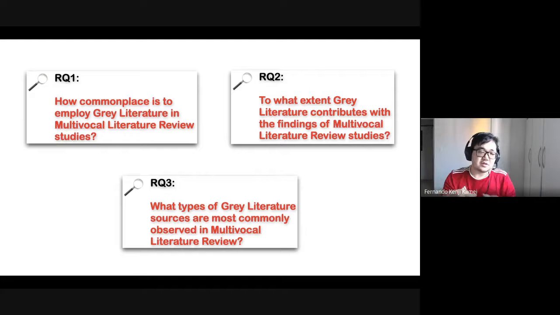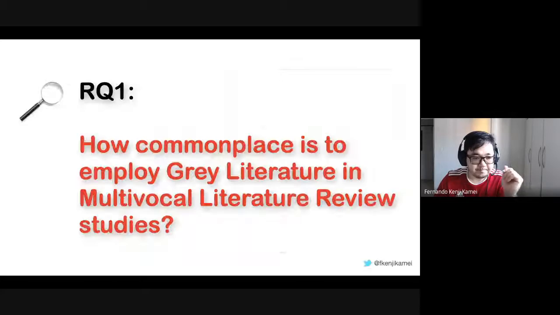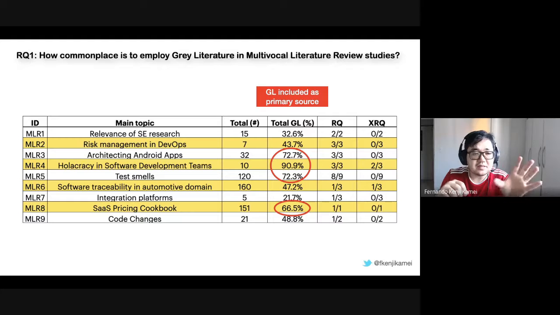So now I will present our findings, which were distributed into 3 main research questions. In the first research question, we intend to investigate how complex it is to employ gray literature in multivocal literature studies. Here we have the 9 studies included at the end of the process, with the total of gray literature included as primary source. 4 studies in which gray literature sources represent more than half of the primary sources included caught our attention. For instance, multivocal study 4 and multivocal studies 3 and 5.